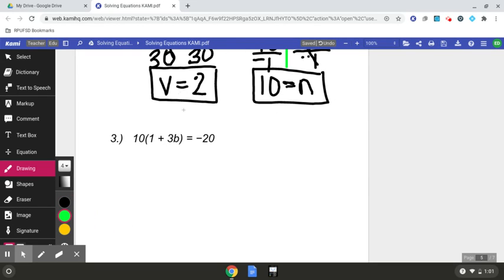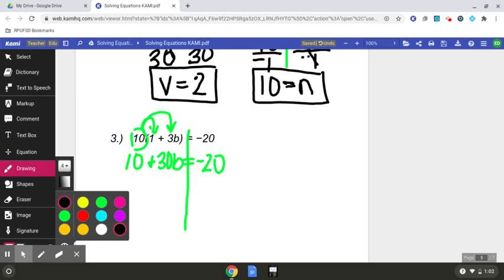Okay, so once you've tried it now, to get your answer, you draw your line down your equal sign. Okay, and then the number outside the parentheses is 10, so that's what we're going to distribute. So 10 times 1 is 10. 10 times 3b is 30b, and that's equal to negative 20.